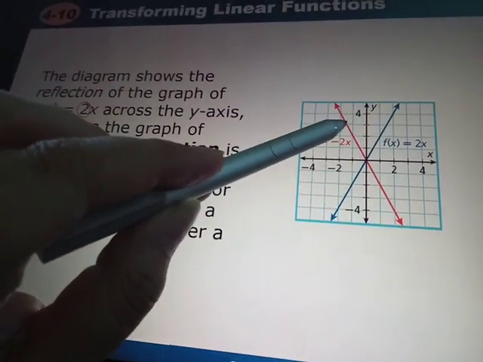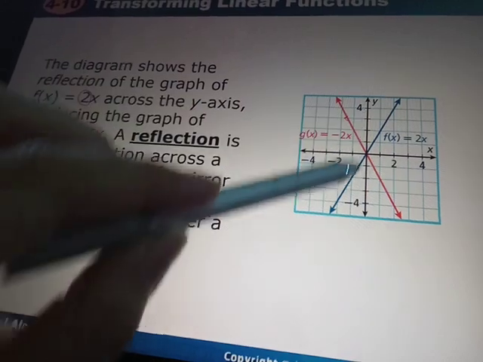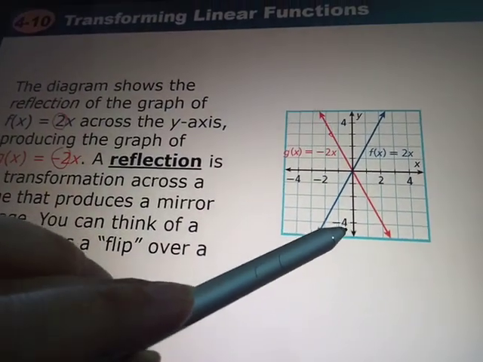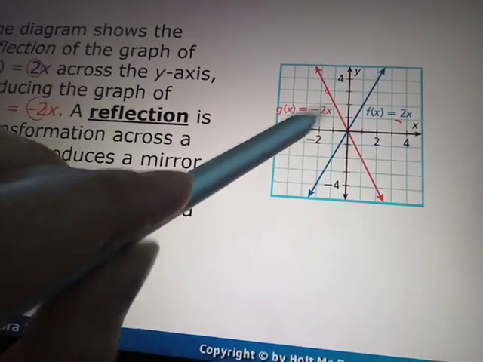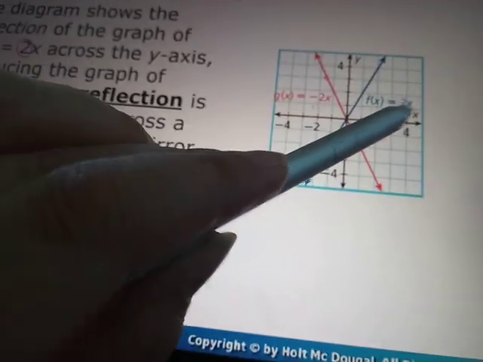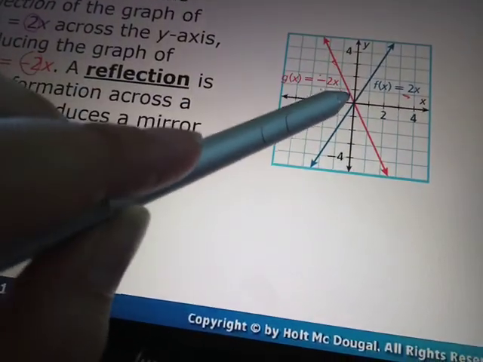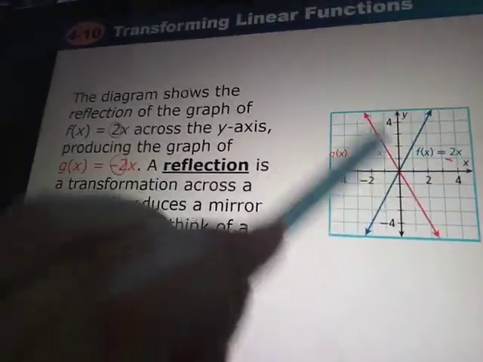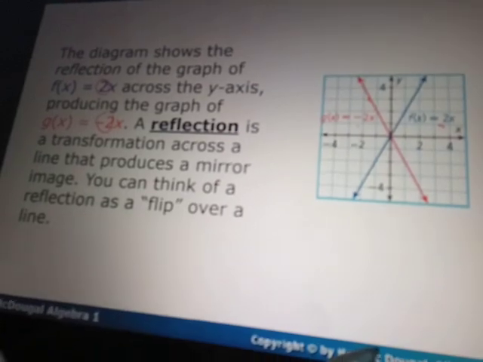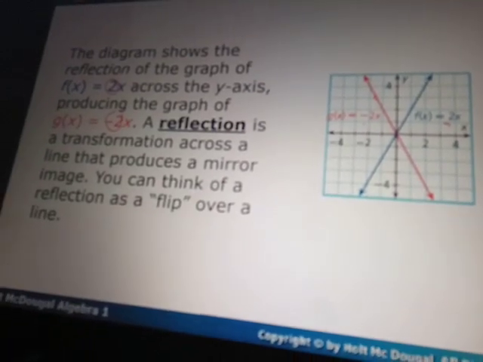So the line reflects across the y-axis. Why does it reflect across the y-axis? Because here it's 2, but here it's -2. So to say the line reflects, look at the slope. If it's the opposite number, the line reflects across the y-axis. So I think it's easy.